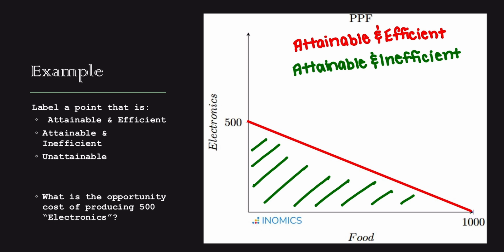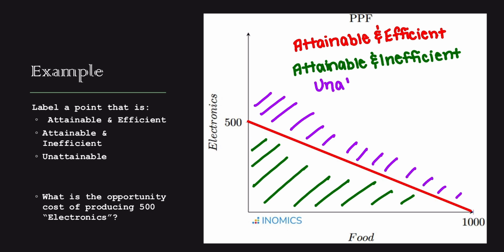And then above the line, up here, is unattainable without future growth. Meaning that in order to reach this area, we have to produce more production capabilities. We need a larger population. We need a more educated population. We need better machines. We need more electricity, whatever it might be. But without some form of growth, we are unable to get there.